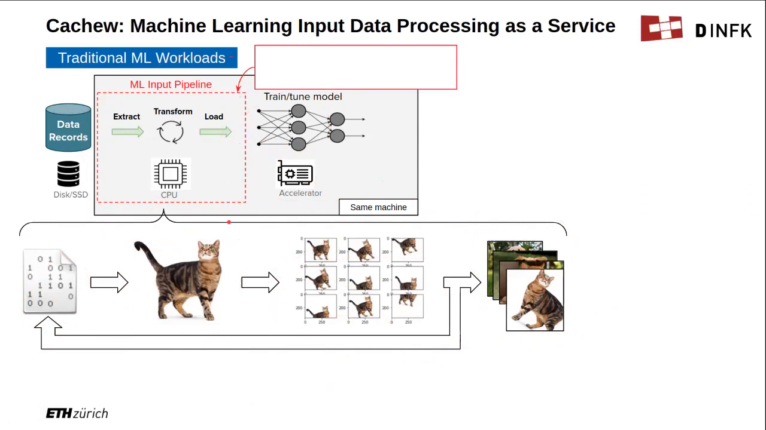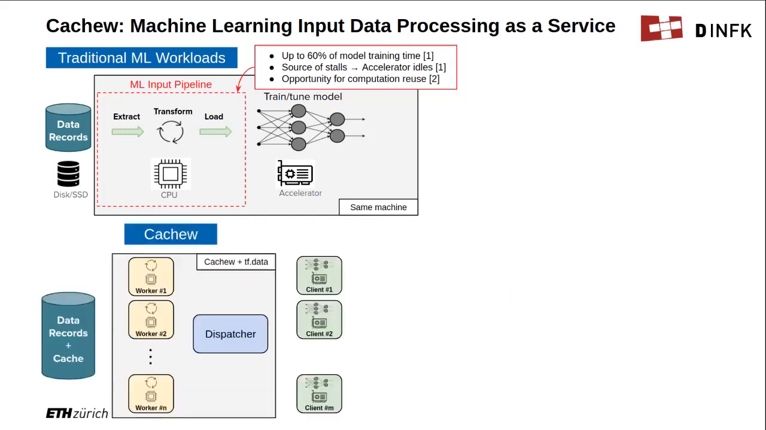Now we're focusing on the input pipeline because it can occupy up to 60% end-to-end training time, which is very significant. It is a source of I/O and computational stalls, meaning that the accelerator ultimately will idle. But this is both expensive and inefficient for the user. And finally, it presents a lot of opportunity for computational reuse. Studies show that just a small part of the unique input pipelines account for the majority of computation that input pipelines require in the context of a big organization.